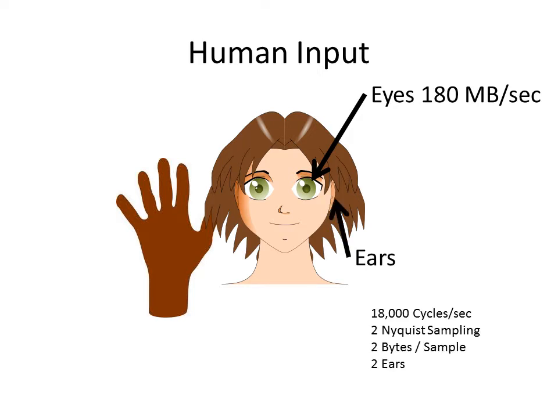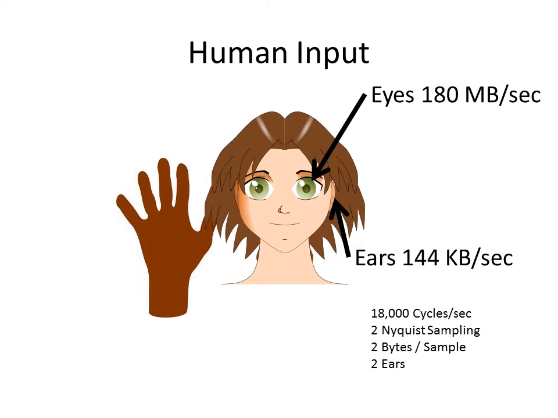Okay, our ears, they can sense up to 18,000 cycles per second. So that's 18 kilohertz. Now, if we do Nyquist sampling, we have to sample twice per cycle. More would be better, but we're going to take the small end here. And using CD recordings, we're going to take 2 bytes per sample. And then we have 2 ears. We multiply that all together, and the ears are 144 kilobytes per second. That's the total information that can come in through our ears.